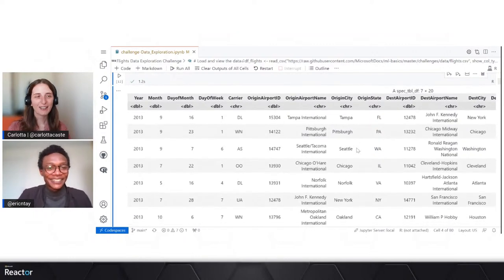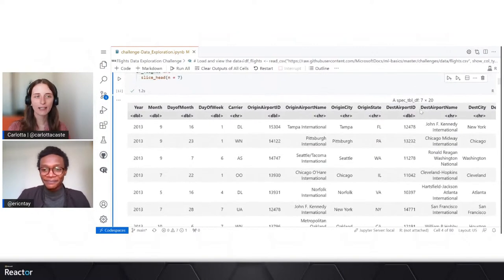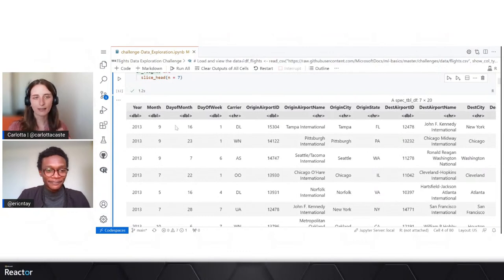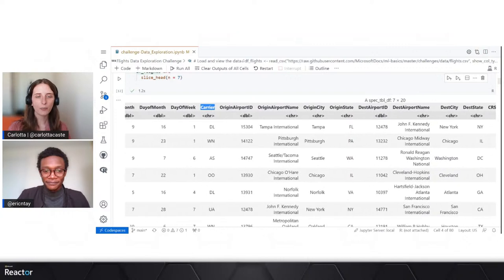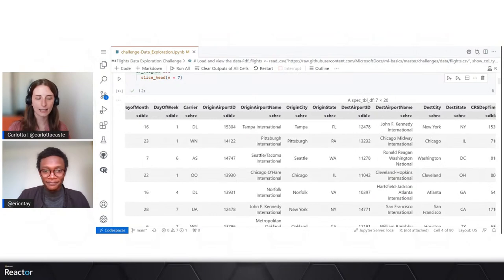Sure, no problem. So as you can see, this data set contains 20 columns. The first 4 columns provide us with information about the date of the flight: the year, the month, the day of the month, and the day of the week. Both month and day of the week values are not strings, but numbers, going from 1 to 12 for months and from 1 to 7 for day of the week. While the carrier is the acronym of the airline company. And the following columns contain information about the departure and destination airport: the unique ID of the airport, the name, the city, and the state.